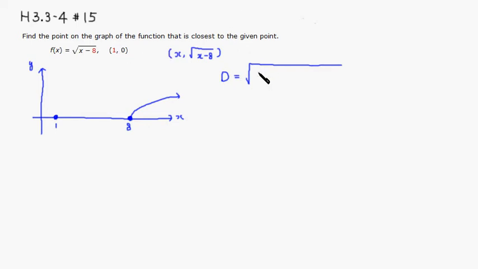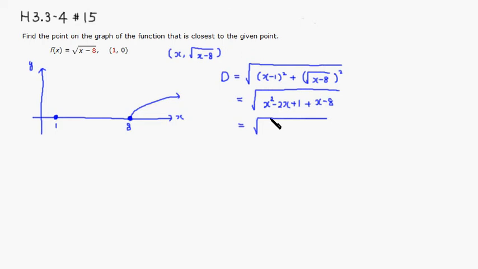(x minus 1) squared plus (square root of x minus 8 minus 0) squared, so it's just the square root of x minus 8, squared. Which is going to be simplified to the square root of x squared minus 2x plus 1 plus x minus 8. So this is going to be the square root of x squared minus x minus 7.